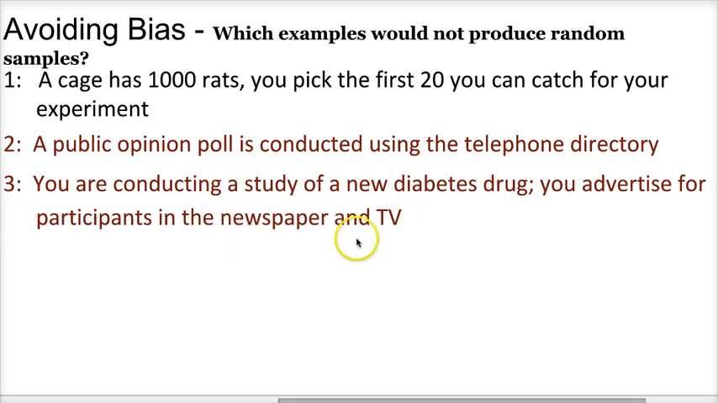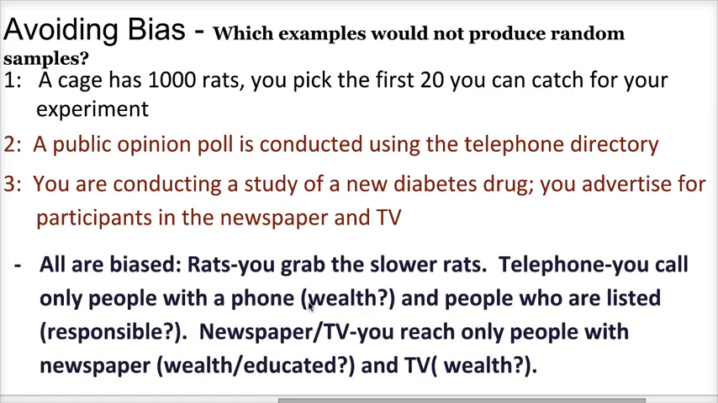Now you already have a select part of society that you're picking from. That's not a random sample. People in a telephone directory are only a select part of society. The 20 you can catch is a select part of that society. These all have bias. The rats you grab are slower. With the telephone, you call only people who have a phone. Maybe they have wealth, and people who are listed, maybe they're responsible. With newspaper and TV, you reach only people with newspapers, wealth, education. So the point is that we're not getting random samples for my studies if I pick samples that are not representative of the entire population.